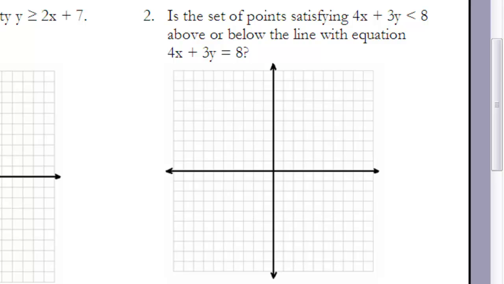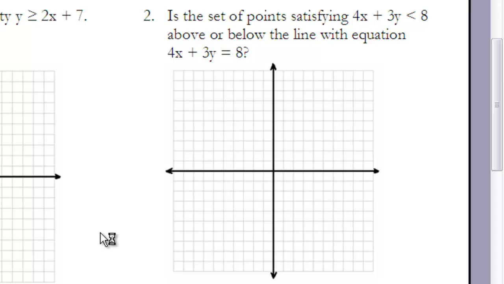Okay, so let's take a look at number 2 then. It says, is the set of points satisfying 4x plus 3y less than 8 above or below the line with the equation 4x plus 3y equals 8? Okay, well, first of all, let's graph that line. We're graphing the boundary line, which is 4x plus 3y equals 8. Since it's in standard form, I'm going to use the intercepts to graph that. So when y is 0, x is 2, and when x is 0, y is equal to 8/3.